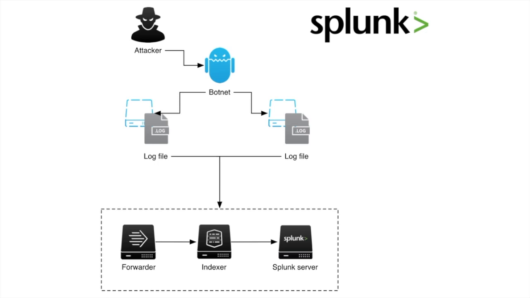The basic outline of how Splunk will work is that we have an attacker. He's going to hit our VPS systems and our sensors. They're going to generate log files, and these log files are going to be sent to a forwarder, which then indexes them and sends them to the Splunk server, where we can do some analysis on the data.